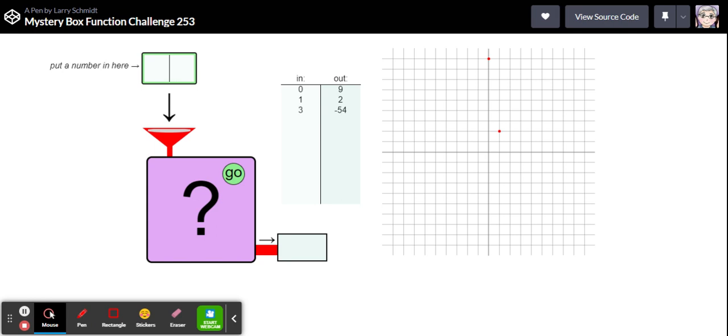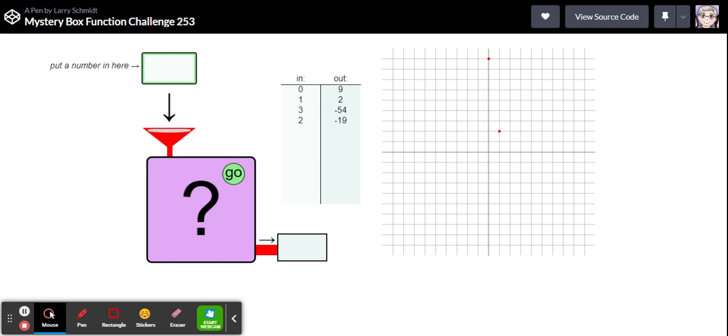Whoa, negative 54. So I'm going to say curve, for sure curve. The reason I can know that is, oops, I put in a 3. Let's put in a 2. Still I can know it's a curve because we're off the graph again. From 0 to 1, we went down 7. But from 1 to 2, we went down 21. So definitely a curve, and it looks like it's just shooting off down here.